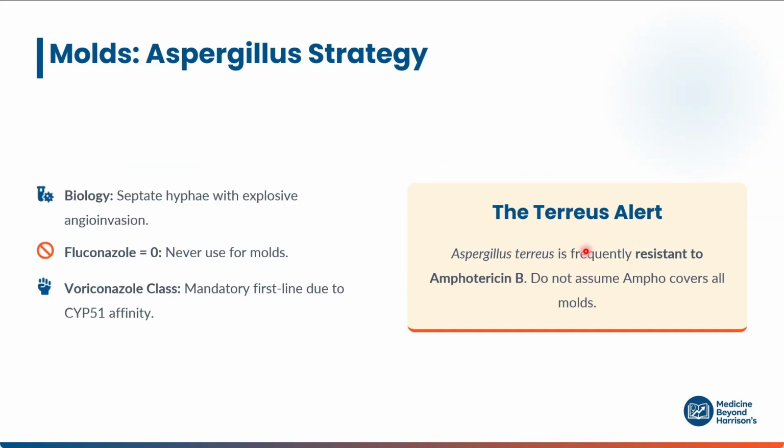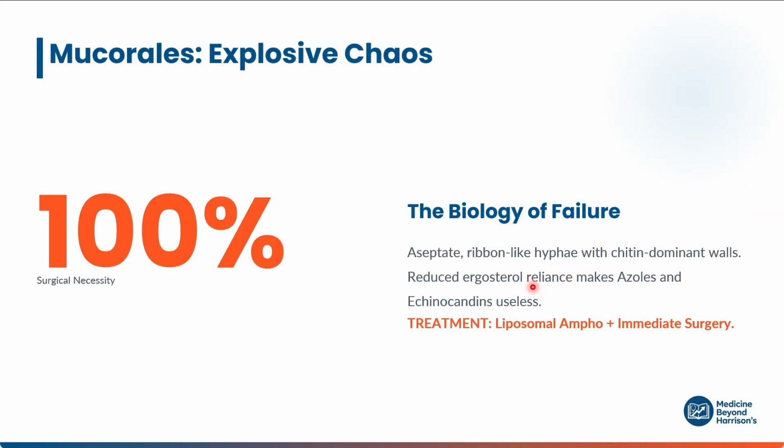Molds. Aspergillus, for example, has septate hyphae with explosive angioinvasion. Fluconazole has zero role and is never used for molds. The voriconazole class becomes mandatory first line due to cytochrome 51 affinity. One important exception you must know is that Aspergillus terreus is frequently resistant to amphotericin B, so do not assume amphotericin covers all molds.